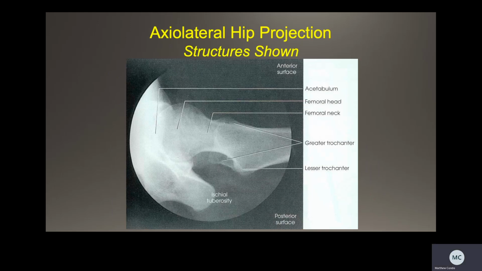So here's the axiolateral hip projection. Like I said, you're just going to get a little different view, right? So why are we going to use something like this? We're going to use something like this because we suspect maybe that person has a lesser trochanteric fracture and we need to see fracture line direction, or we're not quite sure where exactly that femoral neck fracture is. It could be somewhere else other than where we originally saw it.